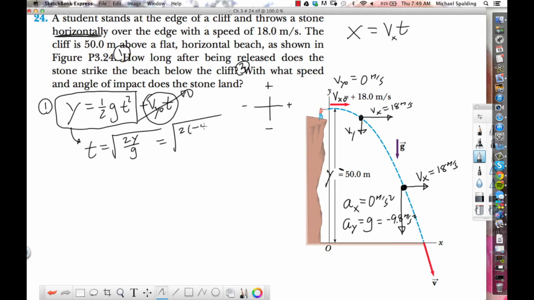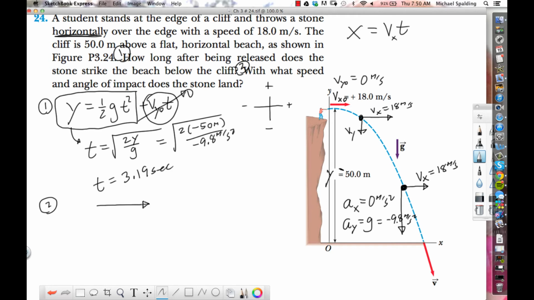2 times negative 50, right? The vertical displacement's negative because it went down, and then gravity is negative 9.8. The negatives cancel, and we get a time of 3.19 seconds. The time in the air is 3.19. Okay. Second question. Find the speed and angle of impact. Okay, so when the stone lands, is it going to be traveling perfectly x like that?